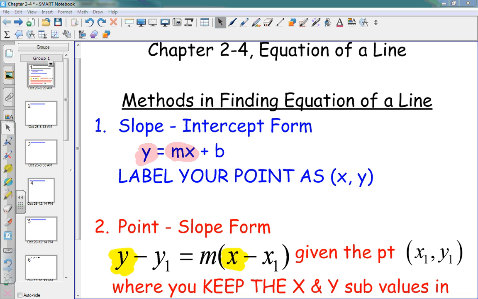Okay, what are we doing today? Graphing of the line. We are finding the equations of a line. Very good.